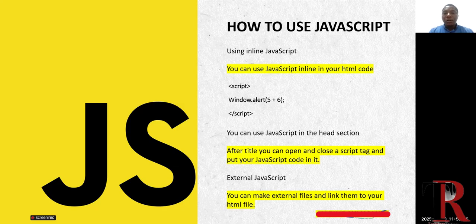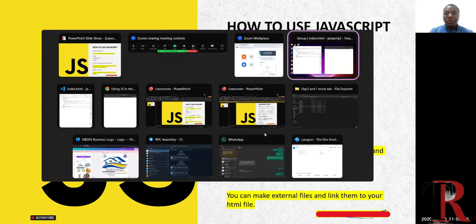Another way is the use of JavaScript in the head section. You can open a script tag and a close script tag after the title in your head section to include your JavaScript code, and it will still work. And the third way, which is the final one, is the use of external JavaScript. You can make an external file with an extension of .js and then link it to your HTML file. So let's take a look in our editor to see how we can achieve all this.